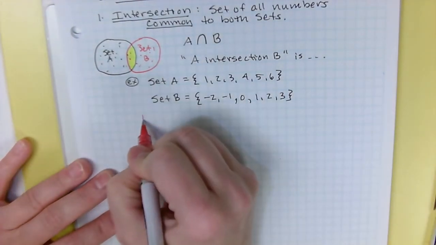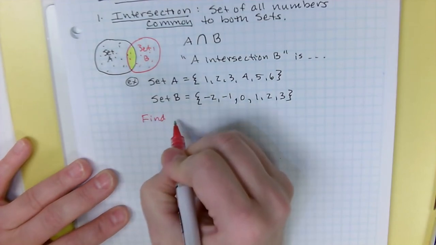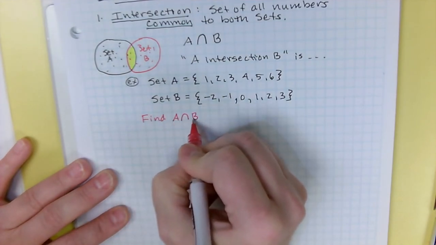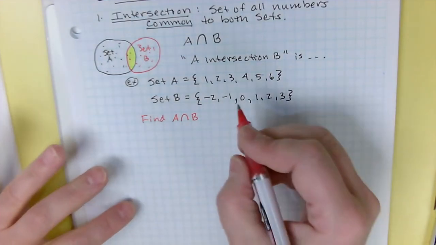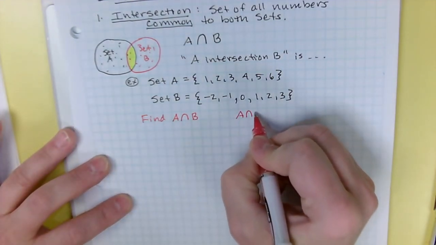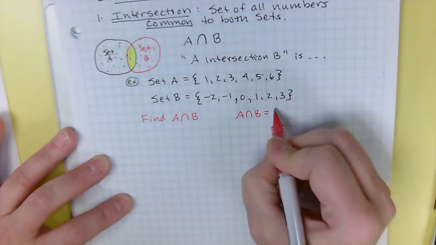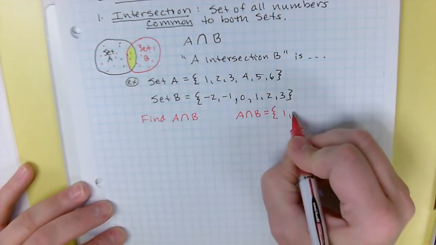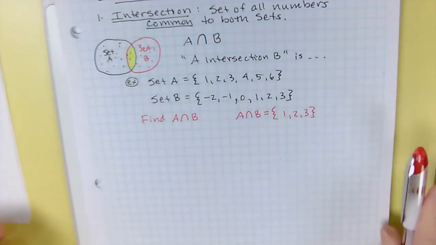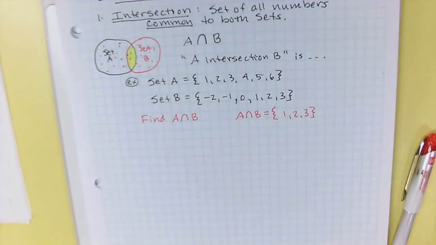All right, your mission is to find A intersection B. So on your paper, you would write A intersection B equals, and this is definitely roster notation. And you would list any numbers that they have in common. Well, the only numbers they have in common are 1, 2, and 3. So that would be your intersection set.